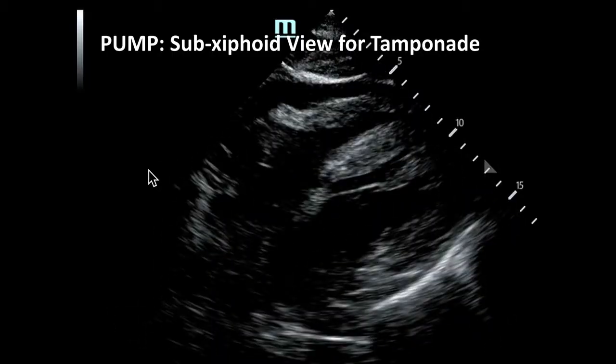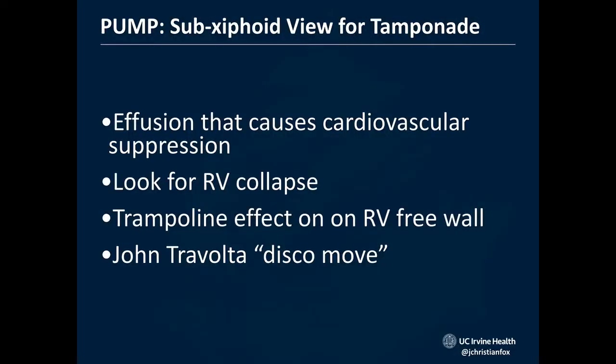Now, one of the questions you have is, hey, is this pericardial tamponade or not? Tamponade is when you get so much pressure inside the pericardium that during diastole, when the right ventricle is supposed to fill, it actually collapses. And we call that paradoxical right ventricular collapse during diastole.